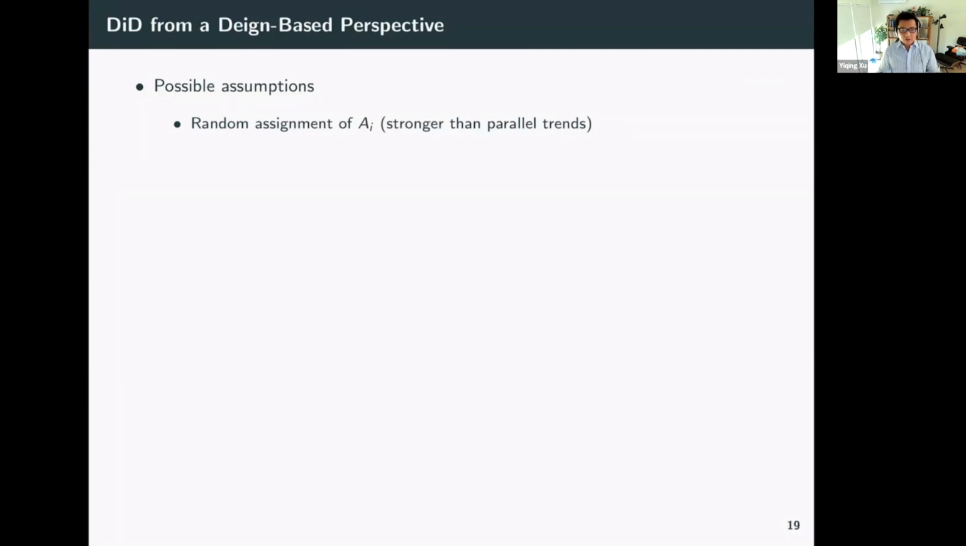The treatment status distribution will be like a DID, and no anticipation. No anticipation means that I know the treatment is going to come at time A, and before time A, the two paths. Let me actually illustrate.